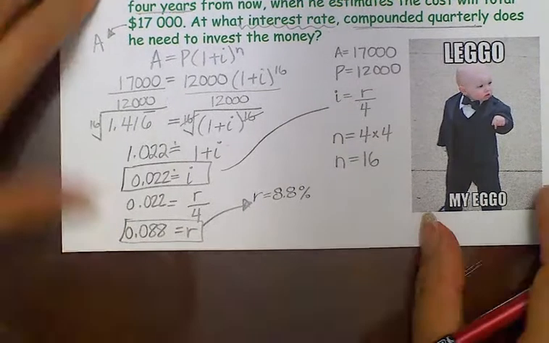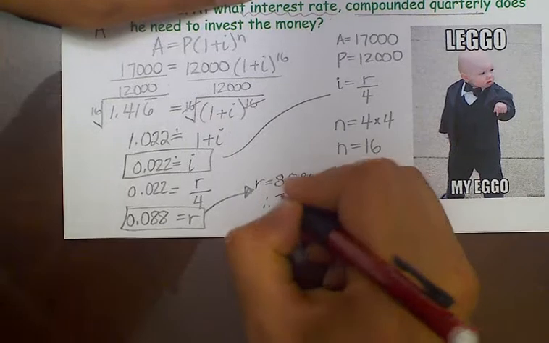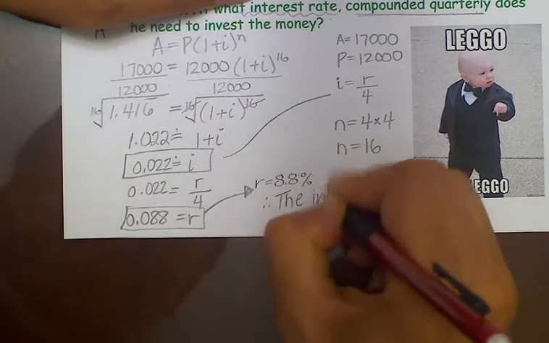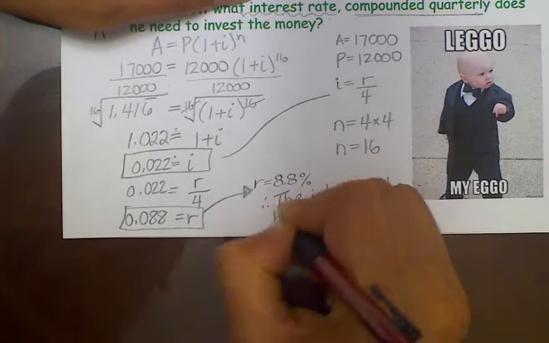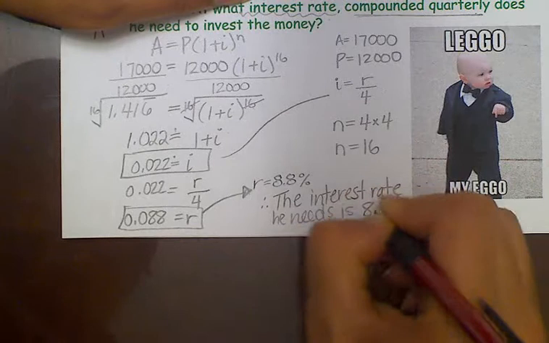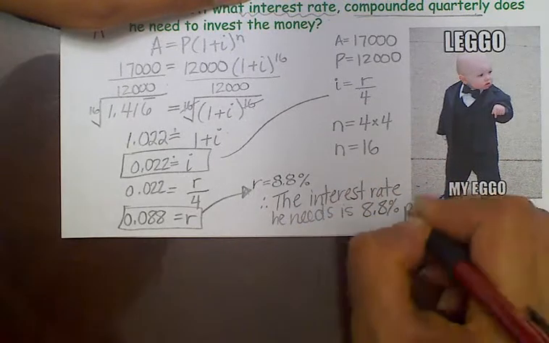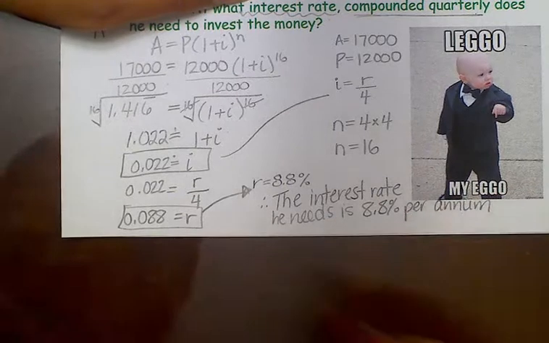So therefore, the interest rate he needs is 8.8% per annum, compounded quarterly.